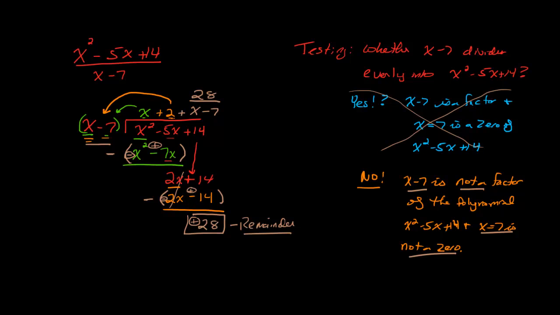Most of us might have made the mistake of saying this equals x minus 2, but it wouldn't be, because we would not get the exact same thing. Again, this was not divided evenly. So our answer here would be x plus 2 plus 28 all over x minus 7. And we know 7 is not a zero of our polynomial.